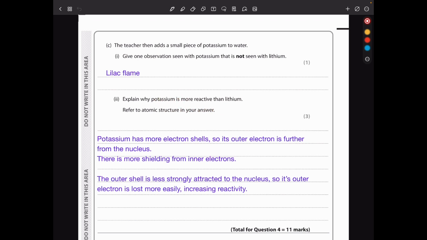If you look at the atomic structure of potassium, it has more shells in comparison to lithium. So the outer electrons in potassium are farther away from the attraction of the nucleus and therefore easily lost. So I said potassium has more electron shells, so its outer electron is farther from the nucleus. There is more shielding from the inner electrons. The outer shell is less strongly attracted to the nucleus, so its outer electron is lost more easily, increasing reactivity.